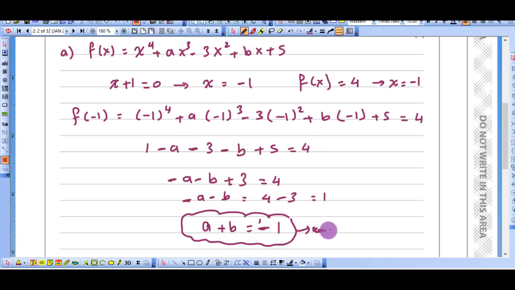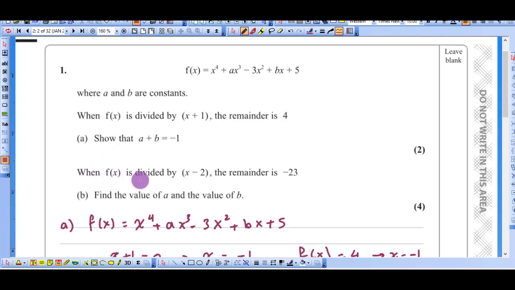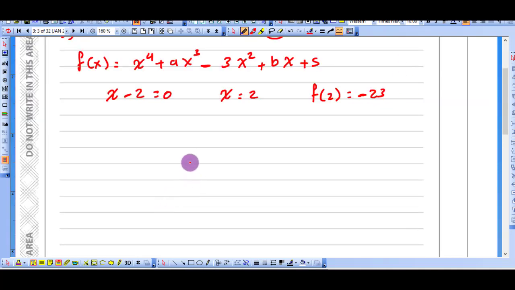Let us go ahead. When f of x is divided by x minus 2, the remainder is minus 23. Find the value of a and b. So the first equation is here. We need to find the second equation. Now this is the situation. This is f of x, and x minus 2 is equal to 0. The remainder is equal to minus 23, so x equal to 2.